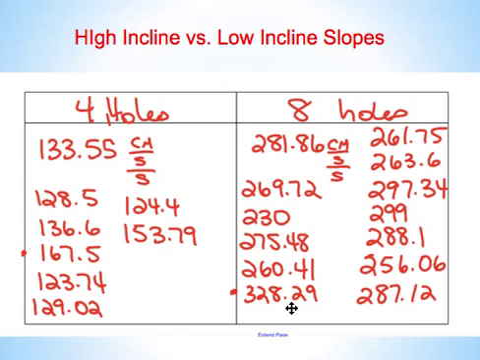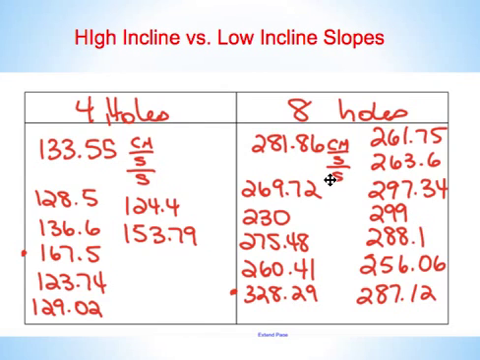Now, what does this slope tell you? Every slope has a meaning. Now, we already know the object was speeding up the entire time. Didn't matter whether it was 4 holes or 8 holes, they both sped up the entire time. But what this slope tells me is that for every second, the 4 hole car sped up by 133 centimeters per second. So every second, it got faster by that number.